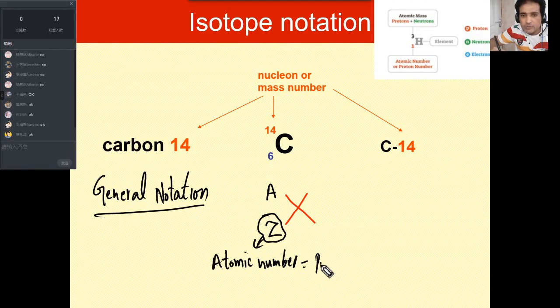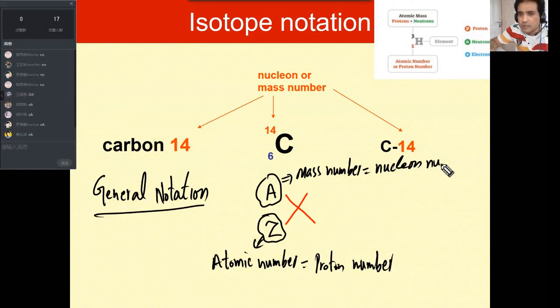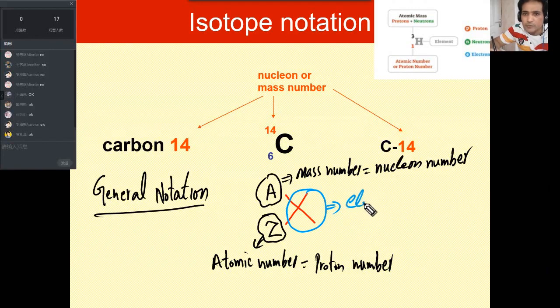The atomic number is also called the proton number, so I will write proton number here as well. And this A is called the mass number, which is also equal to the nucleon number. And this one is the element. With this symbol, you can tell the element. So this is the common notation we need to understand.